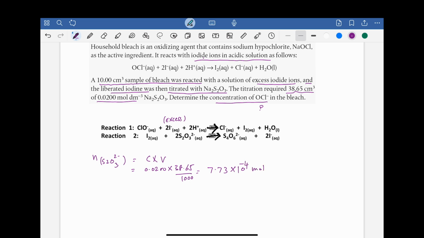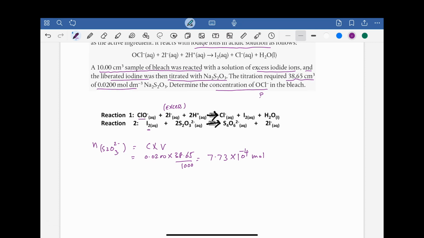Next we need to find the moles of iodine. So n of iodine will be equal to 7.73 times 10 to the power minus 4 divided by 2, because the ratio between sodium thiosulfate and iodine is 2:1. If I solve this, that will give me 3.865 times 10 to the power minus 4 moles of iodine.